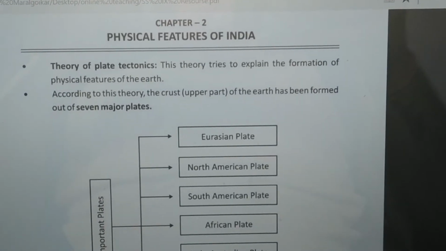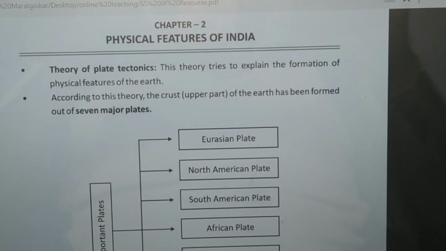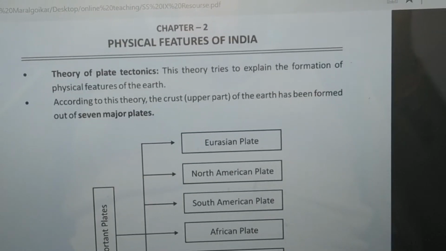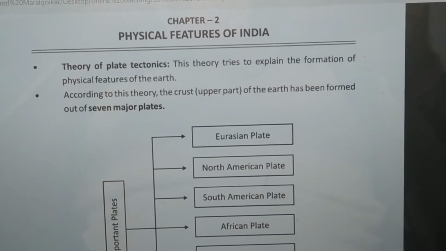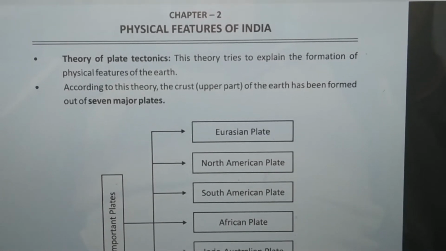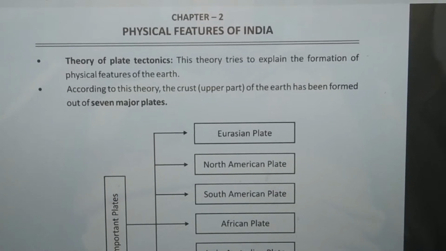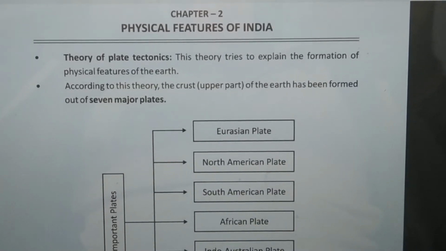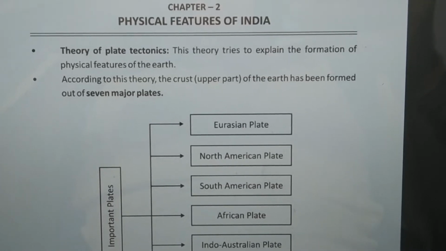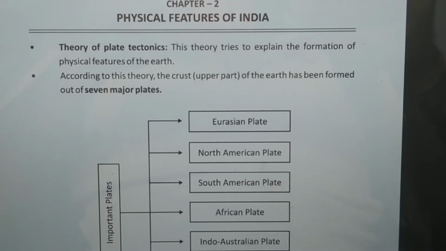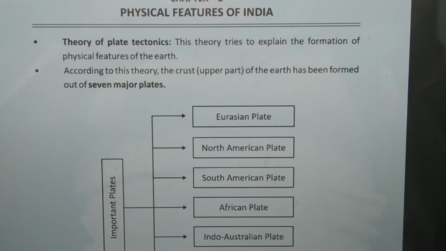Dear students, today we are going to see the second chapter of geography. The title is Physical Features of India. So, the very first thing we are going to see in this is the theory of plate tectonics. So, what is this theory? This theory tries to explain the formation of physical features of the earth.